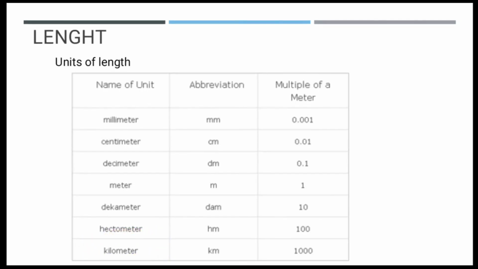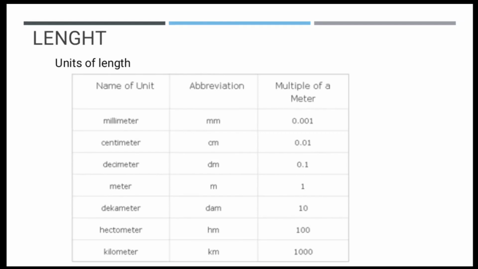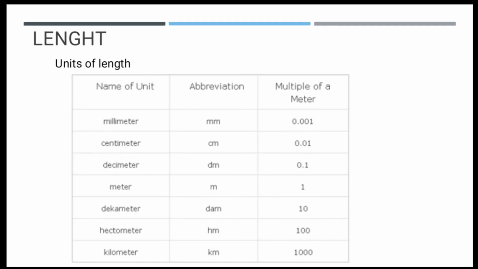Then the symbol will be mm for millimeter, cm for centimeter, dm for decimeter, m for meter, dam for decameter, hm for hectometer, and km for kilometer. So given a measurement, for example 10 mm, instead of reading that as 10 mm, you have to read that as 10 millimeters. Okay? So the multiple of a meter, since it is given as the meter itself, we have 1.